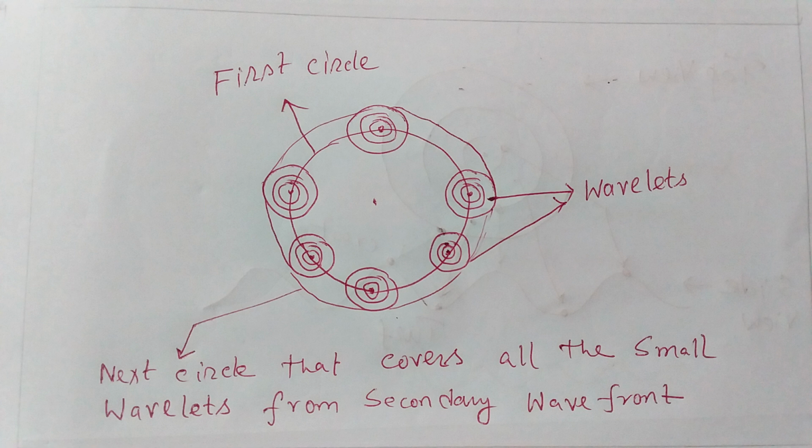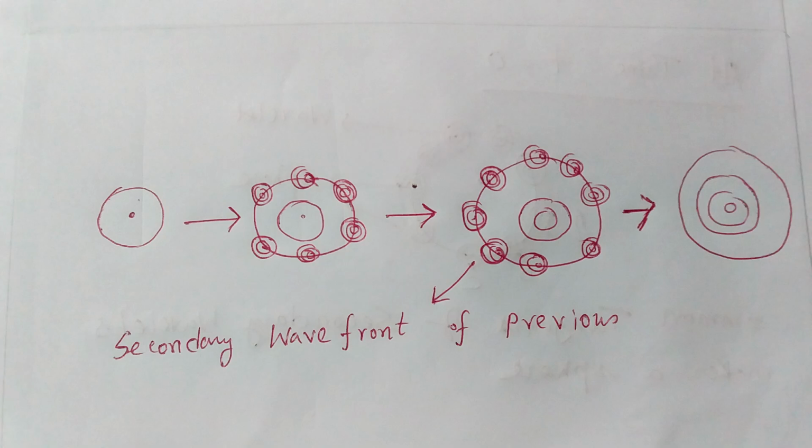From this secondary wavefront, again small waves will make another secondary wavefront and so on. So in this way, secondary wavefronts form concentric circles as the wave propagates. This is the Huygens principle.